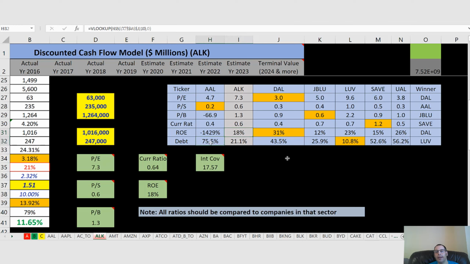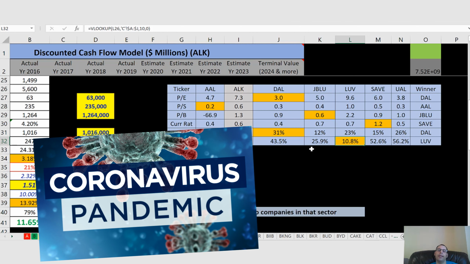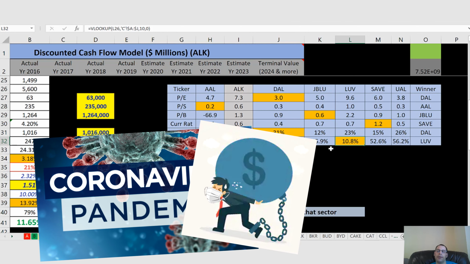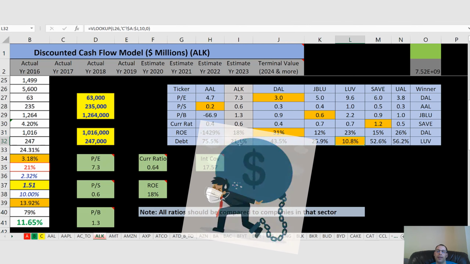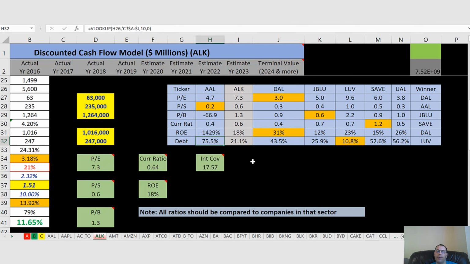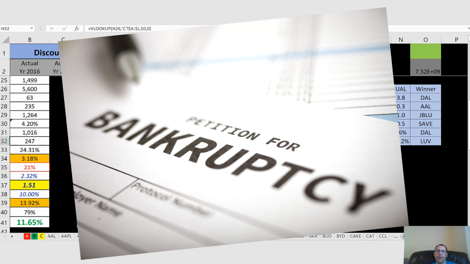And the debt, American is really in bad shape with debt. Southwest is in the best shape. They only have 11%. And this is important, especially during a pandemic like coronavirus, because you may need to take on more debt to operate your business. And even if you have a really profitable business, if you're all maxed out on debt, you might have to file bankruptcy because you need to borrow just to fund your business, especially when sales are low.